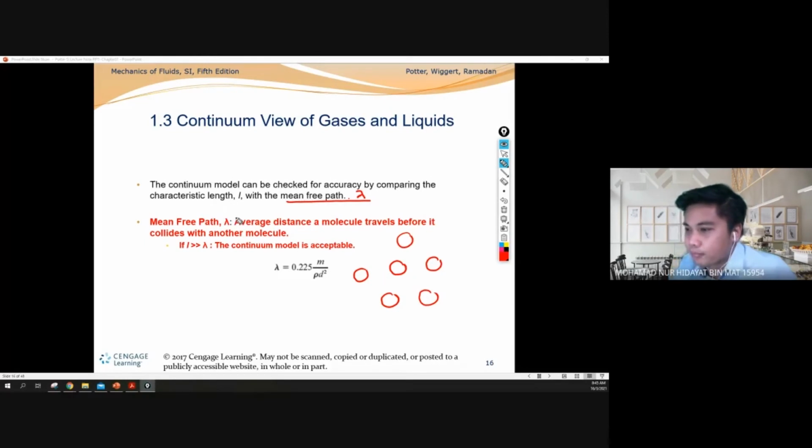Alright, so the characteristic length here, we refer to it as the characteristic length, along with the mean free path. Mean free path is the average distance a molecule travels before it collides. So that means from here to here, we call it lambda. This we call the L. So far, do you understand what the characteristic length and the mean free path are?